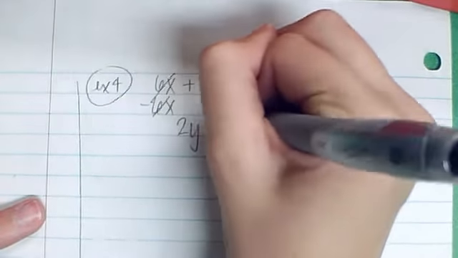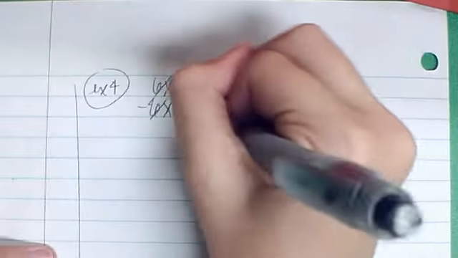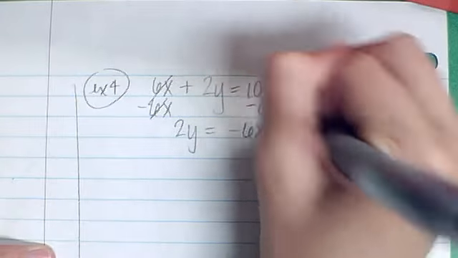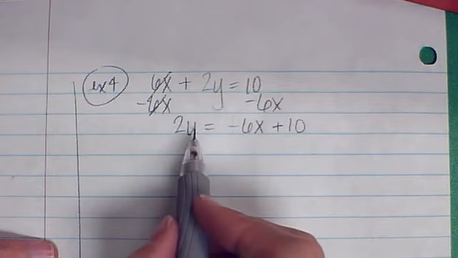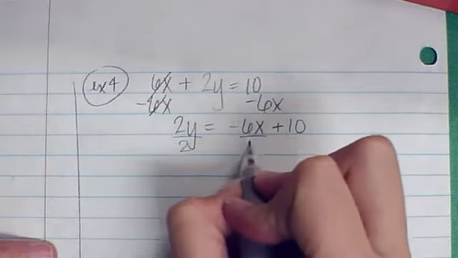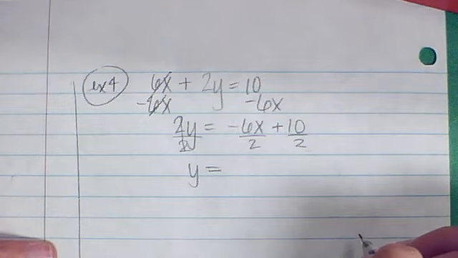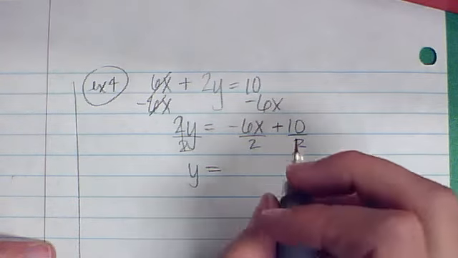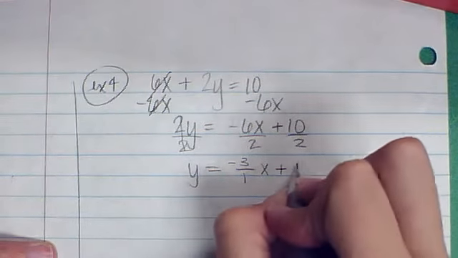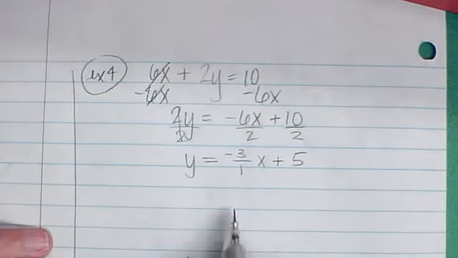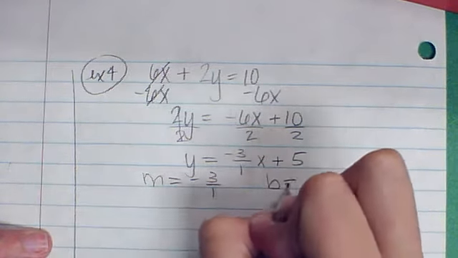And then I have 2y equals 10 minus 6x. Now, it'll be better if you go ahead and write the x first. So let's do negative 6x plus 10, so that we'll have it in mx plus b form. Now, y is almost by itself. The last thing I need to do is divide both sides by 2. And so y equals, and notice I divided each piece by 2 so that I could reduce. Negative 6 over 2 is the same as negative 3 over 1, x, plus 10 over 2 is the same as 5. I want to leave this as a fraction because that's my slope. So my m is negative 3 over 1, and my b is 5.